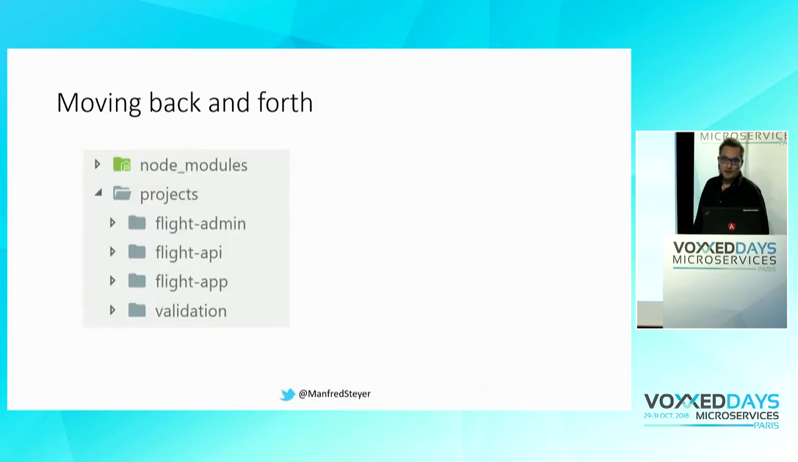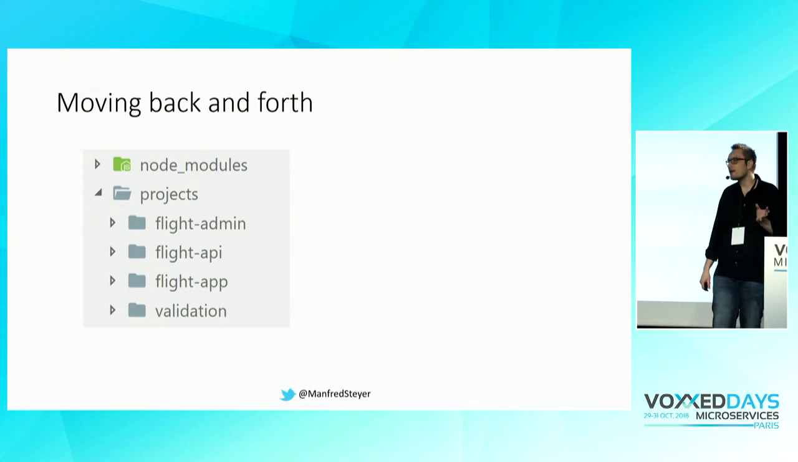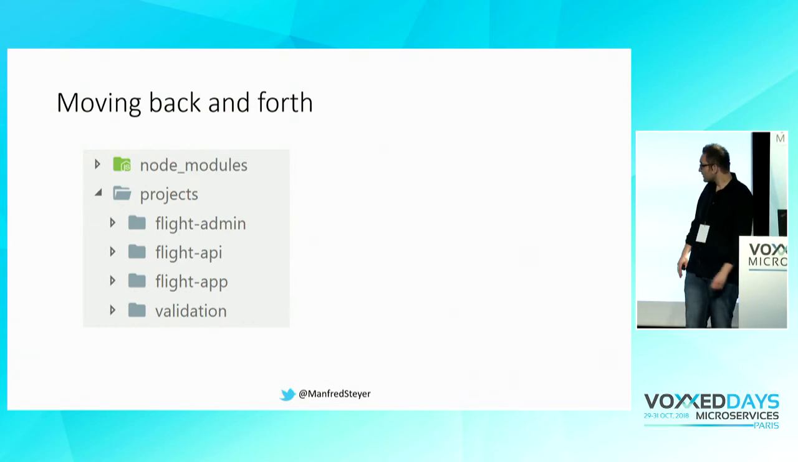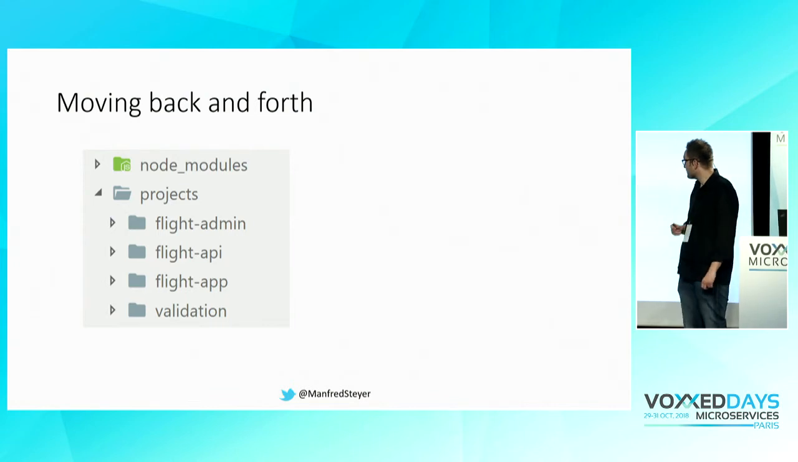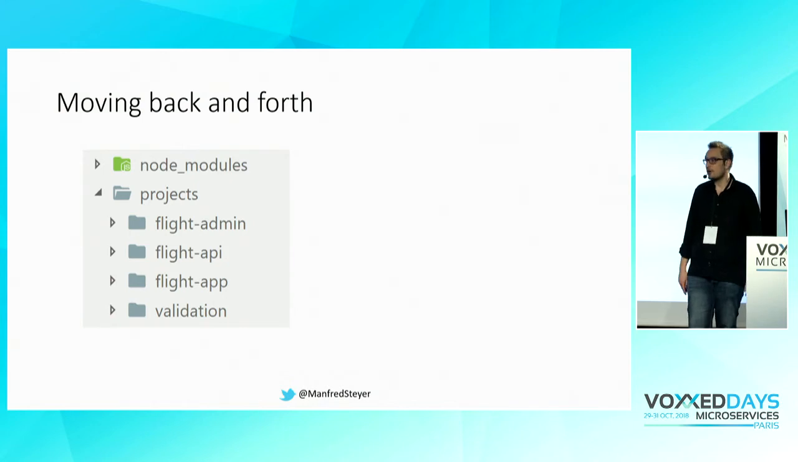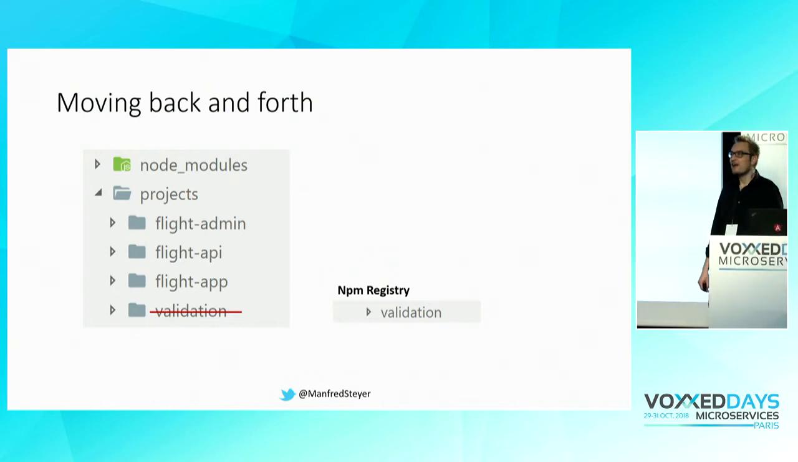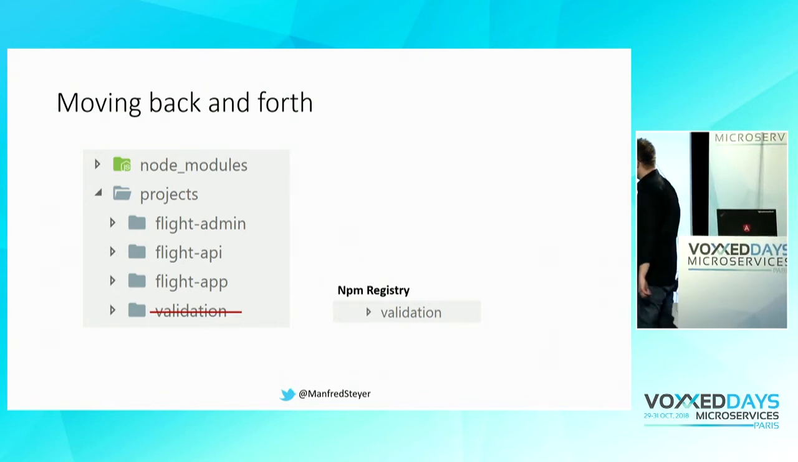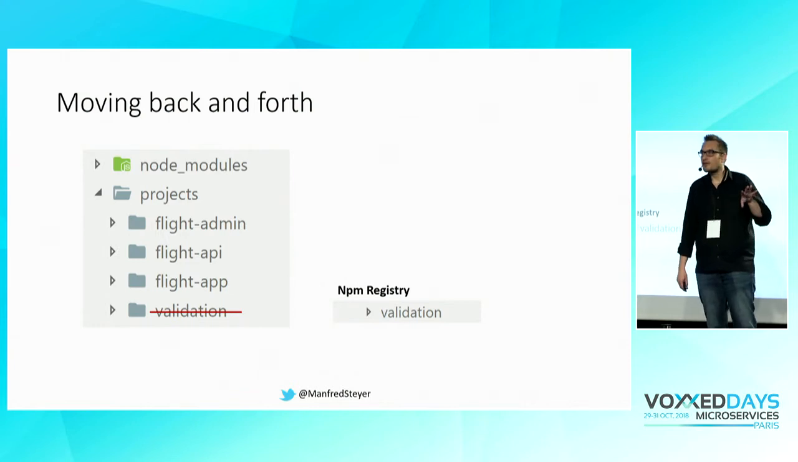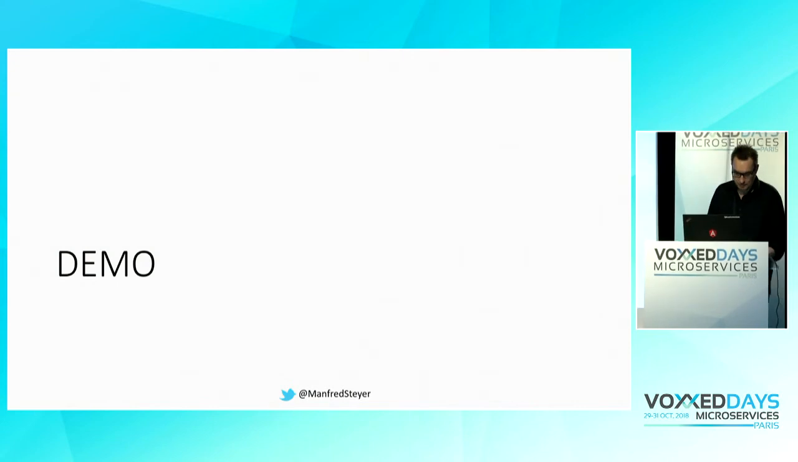The best thing about the monorepo is that it is not a one-way street. You can move back and forth very easily. Let's assume you have this validation library here. And let's assume you want to share this validation library with other projects. You can very easily put this validation library into an NPM registry to share it. That means you can decide also later which parts go into the registry and which parts have to stay within your project. Let me show a simple demonstration for this.